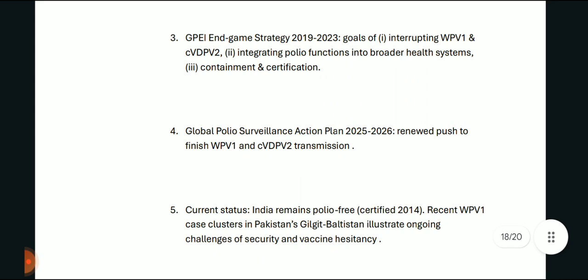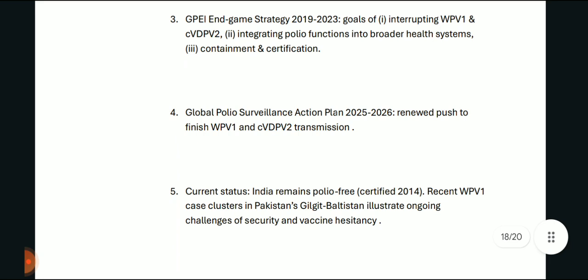GPEI Endgame Strategy 2019 to 2023. The goals are, first, interrupting WPV1 and CVDPV2. Second, integrating polio functions into broader health systems. And third, containment and certification. Now, the Global Polio Surveillance Action Plan 2025-26 is a renewed push to finish WPV1 and CVDPV2 transmission.